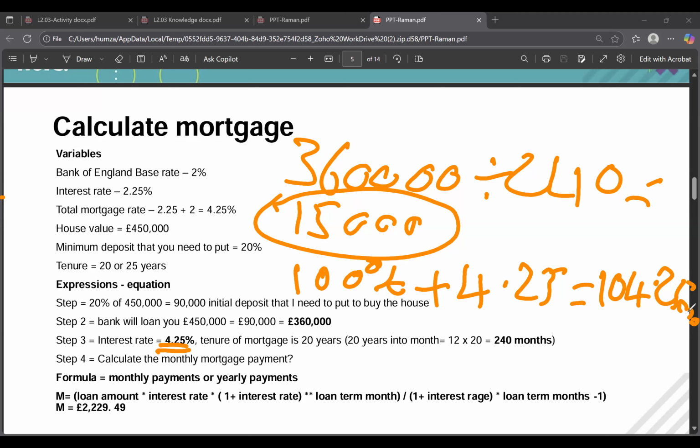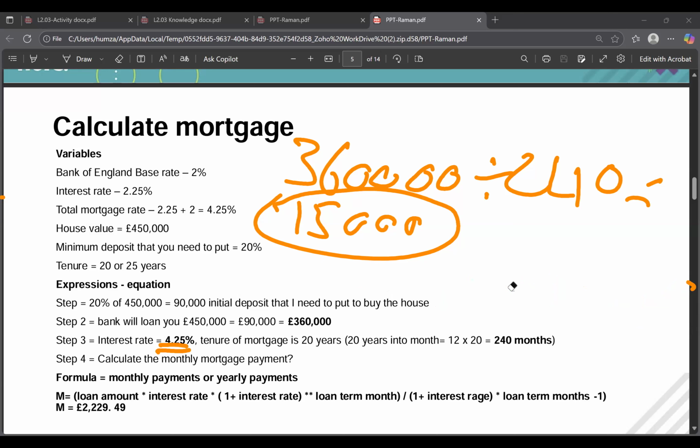Yes, very clear. Now, how do we convert that into a decimal? Because we want to do it in our calculator and we can't do percentages in our calculator. You need to divide it by 100. Exactly. So that's how I get 1.0425. Is that clearer? Very clear, thank you so much.